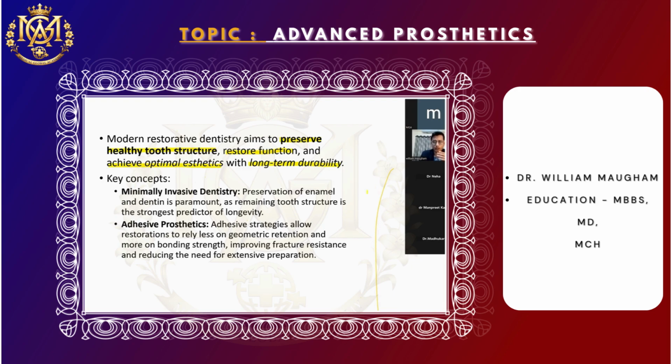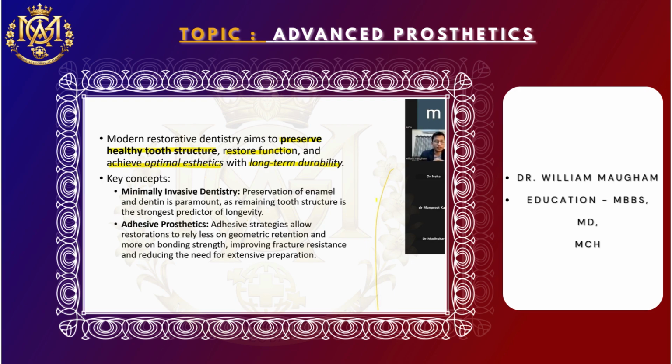Previously we used to do amalgam preparation, where we had to prepare unnecessary extensions like dovetails, retentive grooves, retentive pins. We had to prepare the tooth even when there was no such cavity. So the over-preparation of the tooth should be minimized, as in amalgam preparation, and the same with prosthetic rehabilitation. Preservation of enamel and dentin is paramount, as remaining tooth structure is the strongest predictor of longevity. The more dentin and enamel you are left with, the longer the outcome will last.